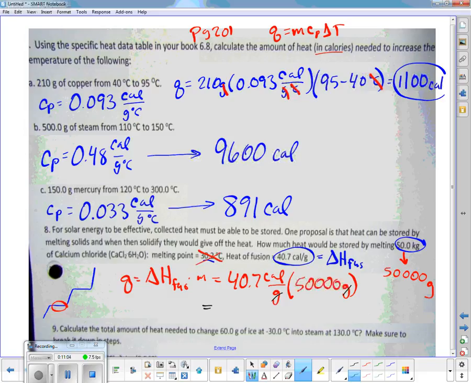How about we put it in scientific notation? 2 point what? 03 times 10 to the... I only needed 3 sig figs. So there's my 3 sig figs. So times 10 to the 6th, and that would be calories. Okay?